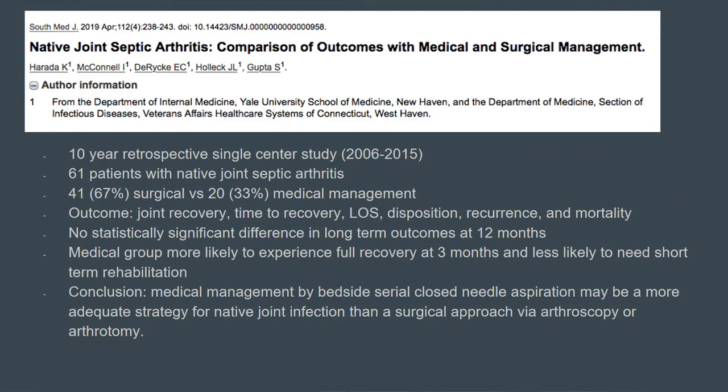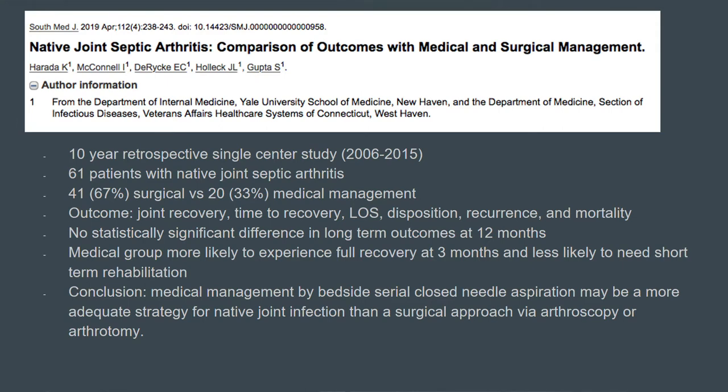The first study is on native joint septic arthritis, and I want to mention these are all native joints. These are not prosthetic joints. This is a comparison of medical versus surgical management, published in 2019. This was a 10-year retrospective single-center study, and as you will see, in most of these studies the sample size is small because the incidence is low, even though they look over an extended period of time.